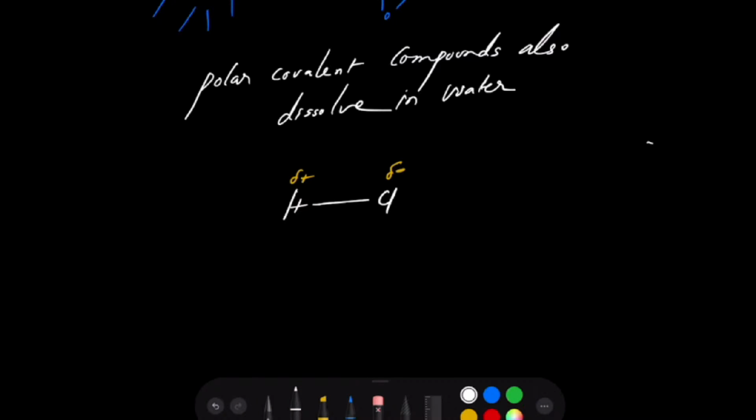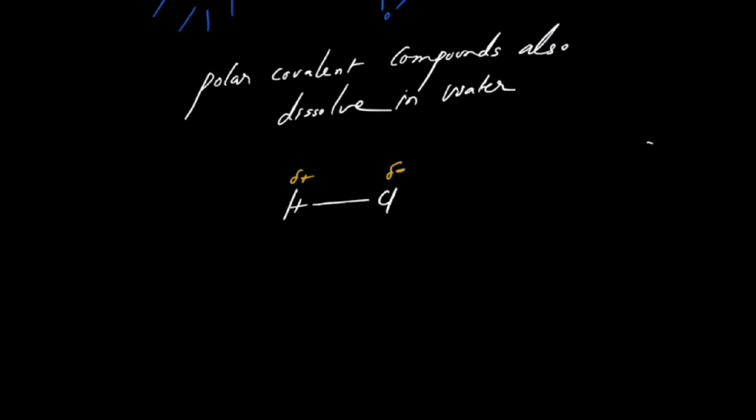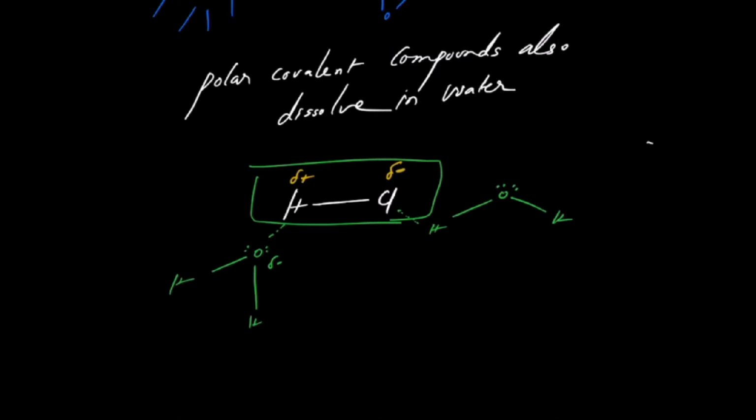Why? Water can attract this. Why does water attract this? Because water has partial negative charge on oxygen, which is attracted to this hydrogen, and it has partial positive charge on hydrogen, so it is attracted to chlorine. So that's why HCl dissolves in water. And generally hydrochloric acid is actually a solution in water, 0.1 molar, 1 molar, 0.5 molar, and so on. Why? Because water is a polar solvent and HCl is a polar molecule.